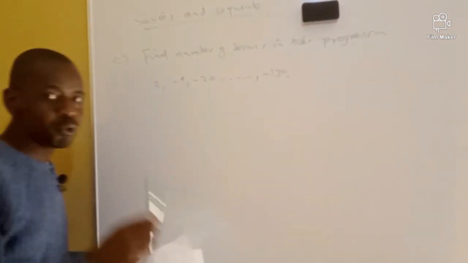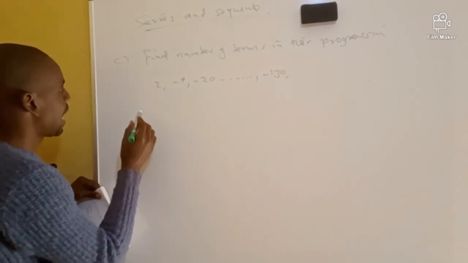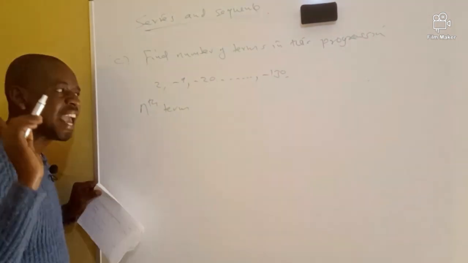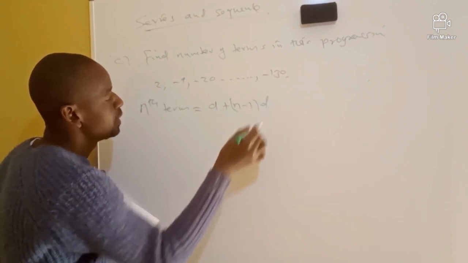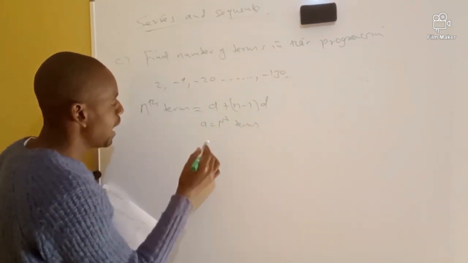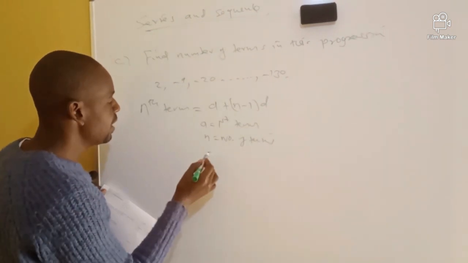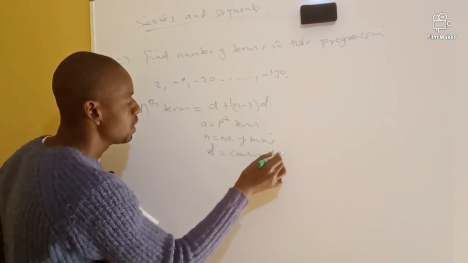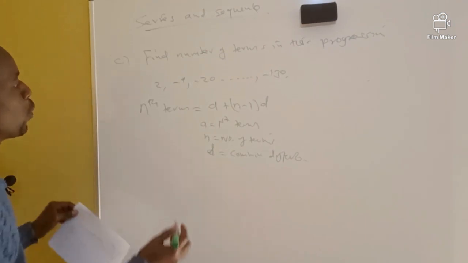Now, to deal with the AP, you need to know how to get the nth term in an AP. The nth term in an AP is A plus n minus 1 times D, where A is the first term, n is the number of terms, and D is the common difference. So this is the nth term.